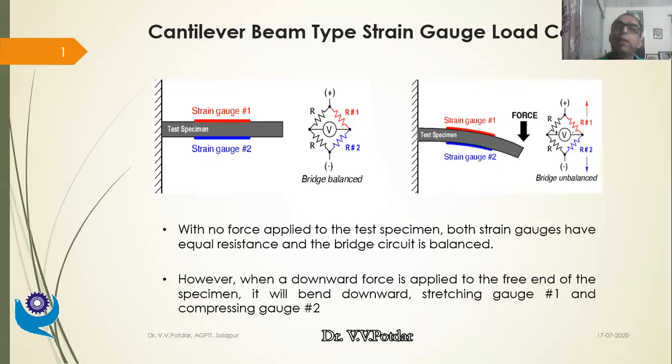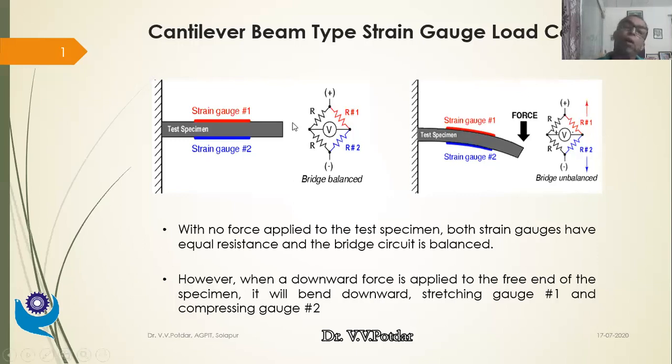1 by 12 will get reduced to 1 by 6. B will remain as it is. And t cubed divided by t by 2 becomes t squared, isn't it? So the section modulus for this rectangular cross section will be 1 by 6 bt squared. Isn't it? 1 by 6 into bt squared is section modulus Z.